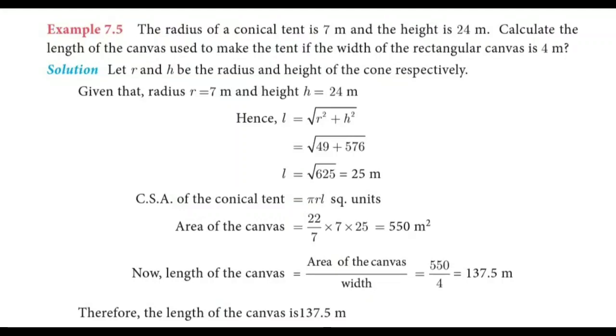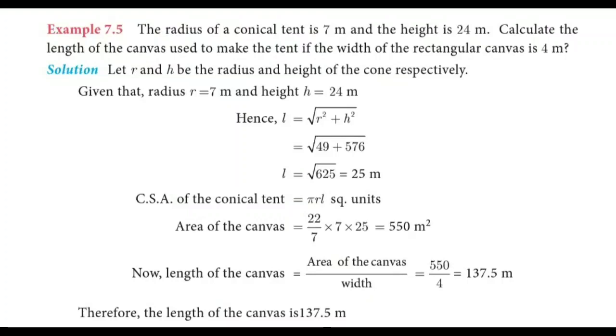Solution: let r and h be the radius and height of the cone respectively. Given radius r is equal to 7 meter and height h is equal to 24 meter. We know the formula, CSA of the conical tent is equal to pi r L square units. We have the radius, then find the slant height L, because CSA of the conical tent is equal to pi r L square units. Then slant height L is equal to root of r squared plus h squared.